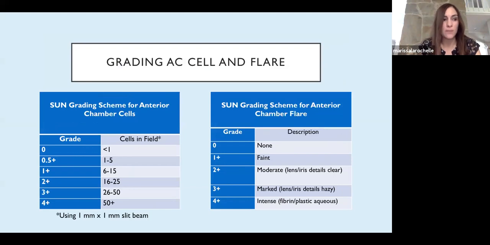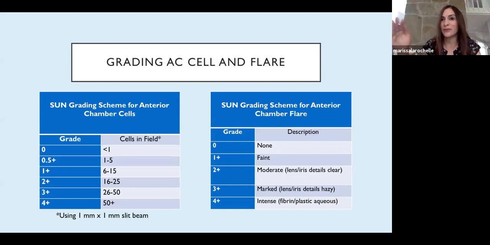So for grading inflammation, this is very useful because it lends some consistency between observers, between clinicians, and that's important for following patients in clinic as well as for research purposes. So when we talk about anterior chamber inflammation, we're actually counting the number of cells that we can see in a 1 by 1 millimeter beam of light at the slit lamp. And if there's about 10 cells in that area, that's 1+, about 20 cells is 2+, 30 cells is 3+.